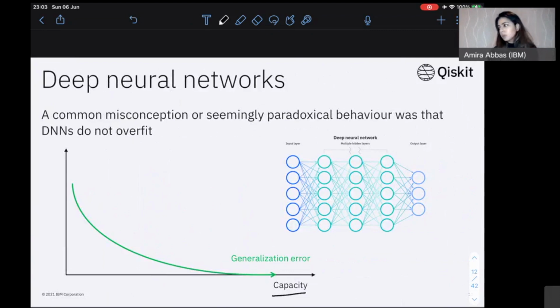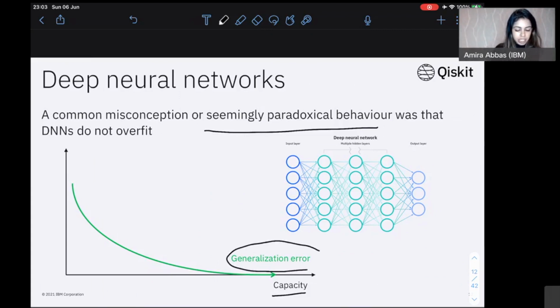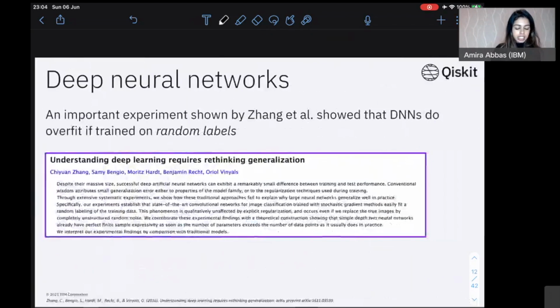But what happened in the field was really a seemingly paradoxical behavior that came around with neural networks. If we have capacity on the x-axis now as the size of our model, and we make our model super, super large, what we found was the generalization error does not seem to go up, meaning that no matter how large we make these neural networks, the model just didn't seem to overfit. And yet, we know from Machine Learning 101 that generalization error should start to increase again when we create a model that's too high in capacity. So this seemed like a paradox to the community and was actually a common misconception that deep neural networks don't overfit. And let me explain why.